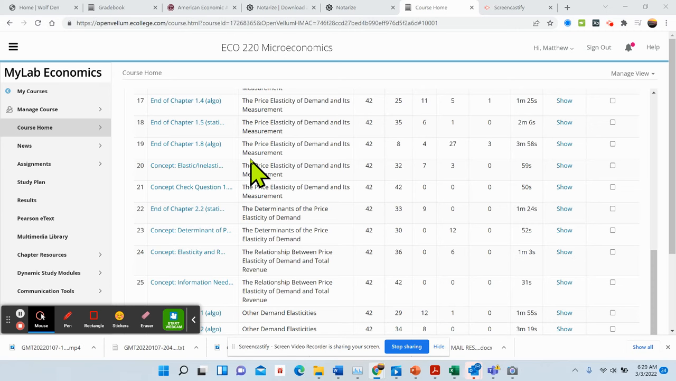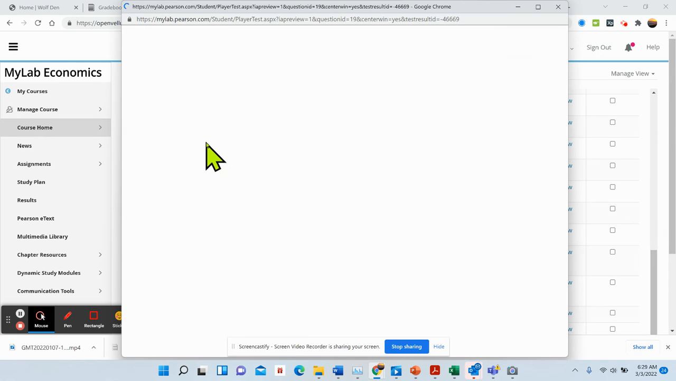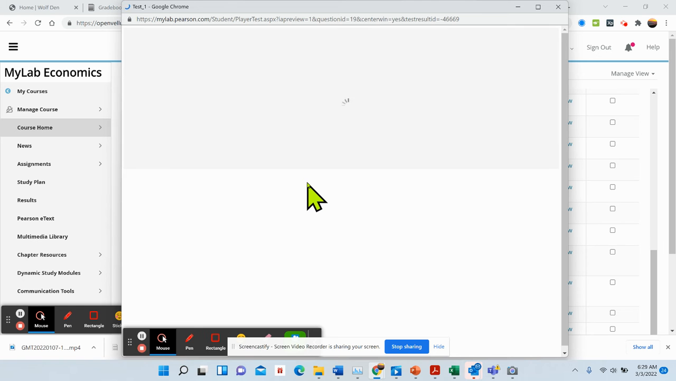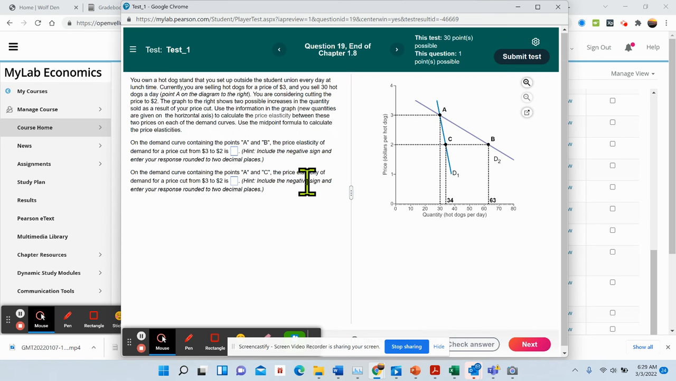Okay, so I'm looking at this review test for your last test. I noticed a lot of people have missed this one algorithm, which was a little bit surprising to me because I think we did this one in class, and there are some videos on this online too, but I thought I'd go over this again. So here we have this: calculate the elasticity using the midpoint method from A to B and from A to C.